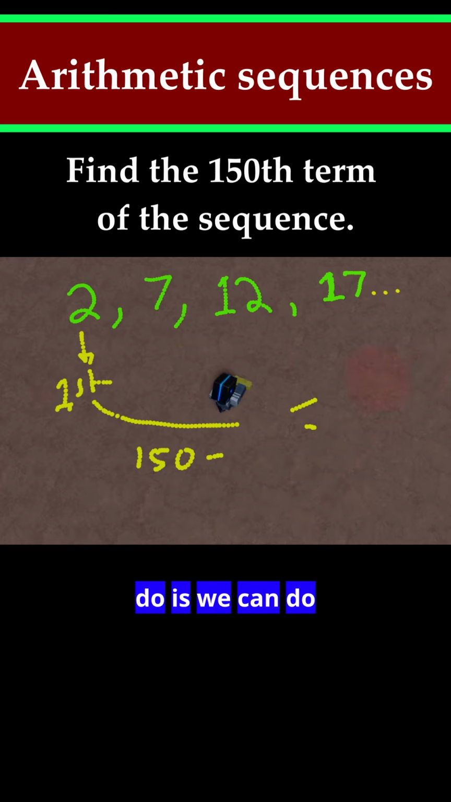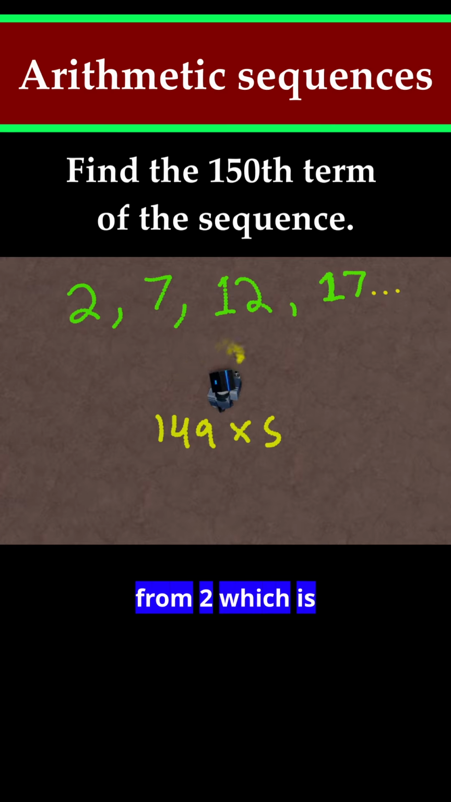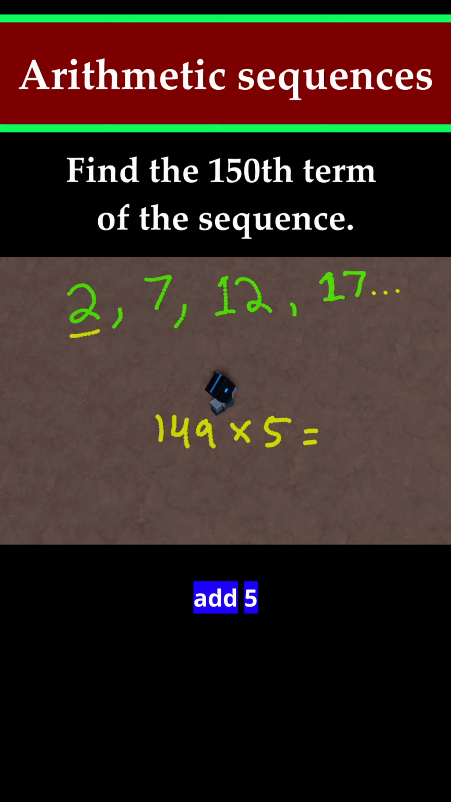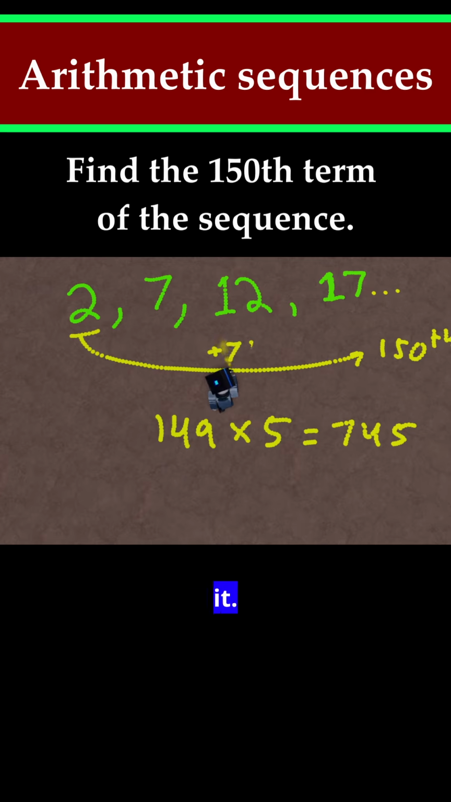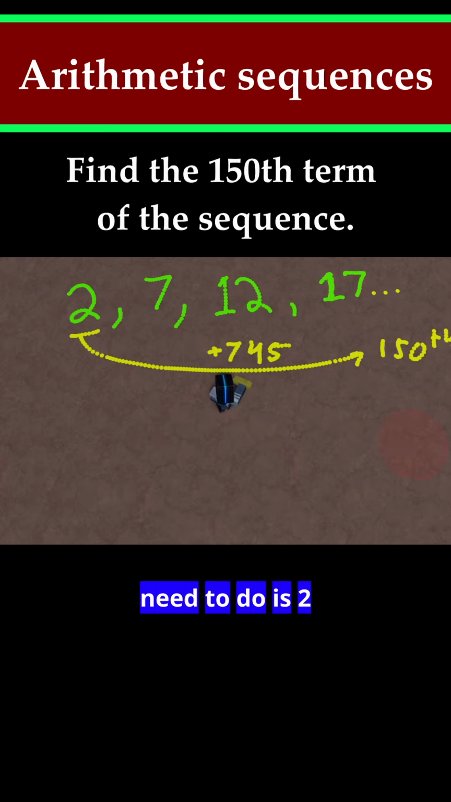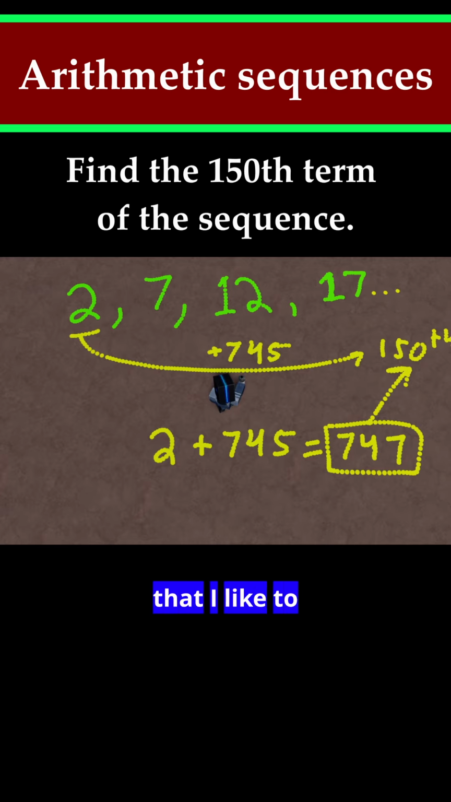So now we can do 149 times 5, because to go from 2, which is our first term, to the 150th term, you're going to add 5 149 times. If you do that, you should get that this is equal to 745. So to go from 2 to the 150th term, we need to add 745 total to it. So now, all you need to do is 2 plus 745 is equal to 747. And that is the value of the 150th term. So that's the intuitive way that I like to do this problem.